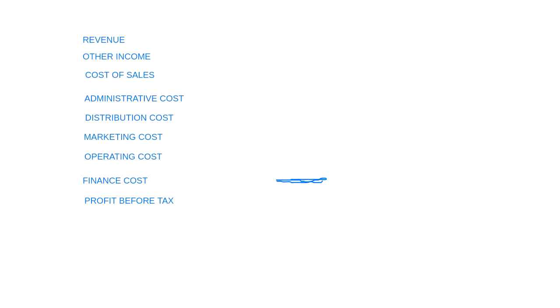Okay, so profit before tax. Now, if we say something profit before tax, then you all know what comes next. So next comes tax. Okay, but don't just write tax, ladies and gentlemen. We write there the income tax expense. Income tax expense.